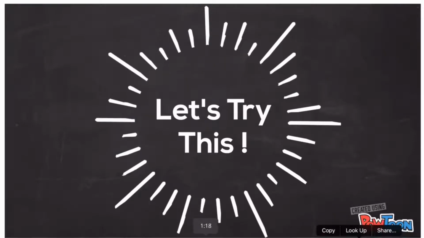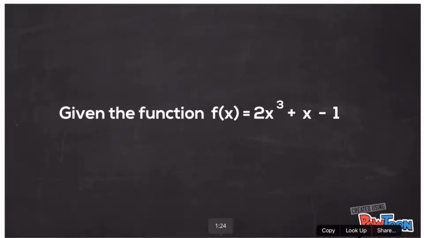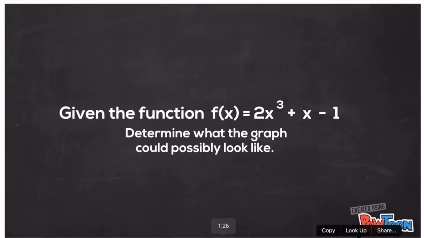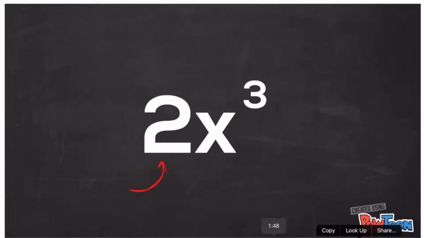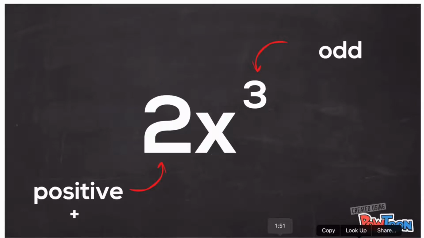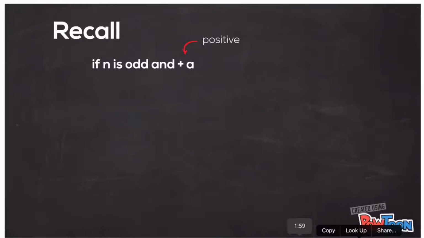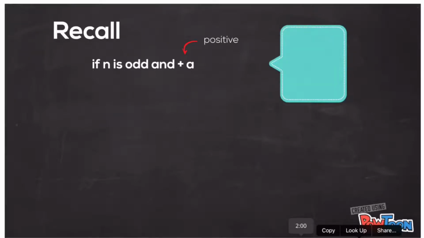Now let's try this. Given the function f of x equals 2x cubed plus x minus 1, determine what the graph could possibly look like. First, we have to look at the leading term, which is 2x cubed. Here, the leading coefficient is positive, which is 2, and the exponent is odd, which is the degree of 3. Now, let's recall.